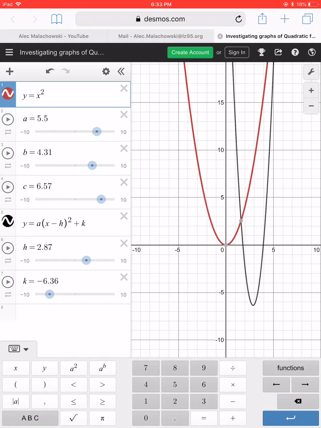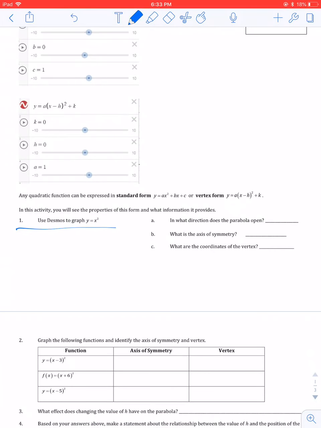Now you'll see it actually has the red kind of shape to it in the corner here, right where the 1 is highlighted. So then you'll know that whatever you put in that box is going to be represented by the red graph. I think most of you guys are pretty familiar with Desmos already, so you might already know it, and that's fine. But I'm just going through it for those that don't know. It says use Desmos to graph y equals x squared. I've typed that in. Awesome, so let's go ahead and answer these questions.